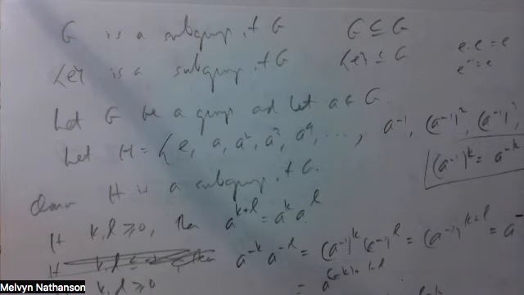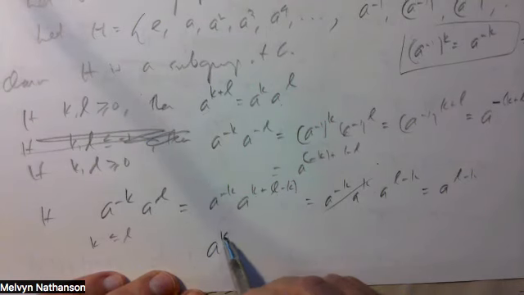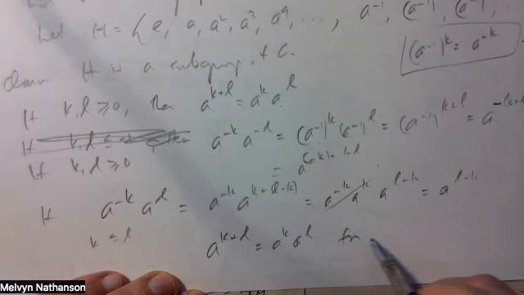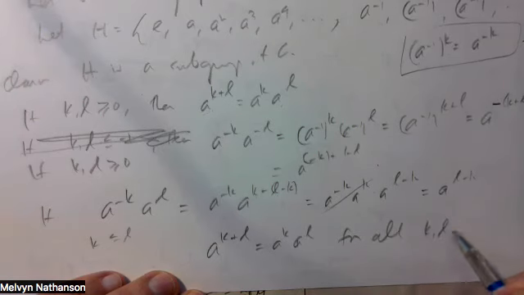This is A inverse raised to the kth power times A to the kth power. These cancel. That's A to the 0, which is E. This is A to the L minus K. So for all powers of A, A to the K plus L equals A to the K times A to the L for all integers K and L.